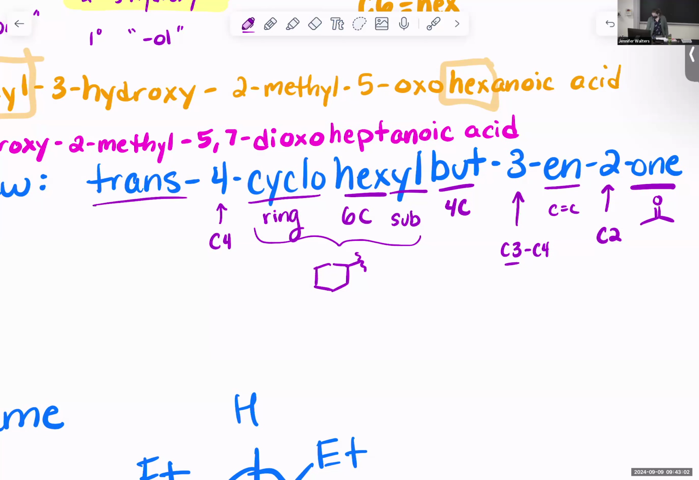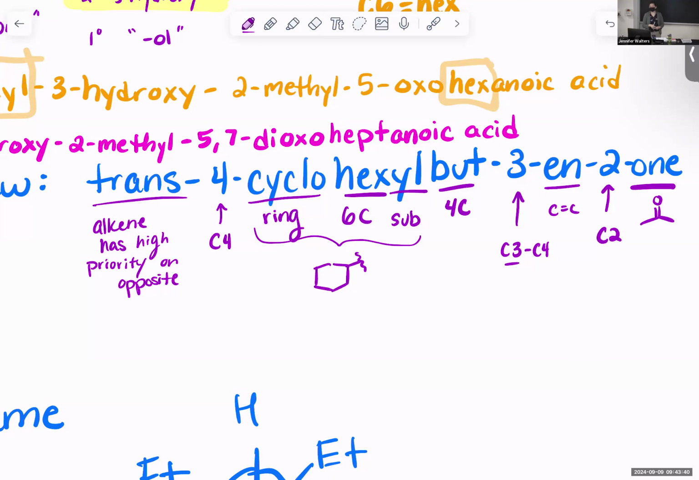What does the trans tell me? Yeah, it means opposite sides for your higher priority groups on the alkene. So it means the alkene has the high priority on opposite sides. So I usually would just write the word opposite, but to clarify, the alkene has high priority on opposite sides. That's what the trans tells me.